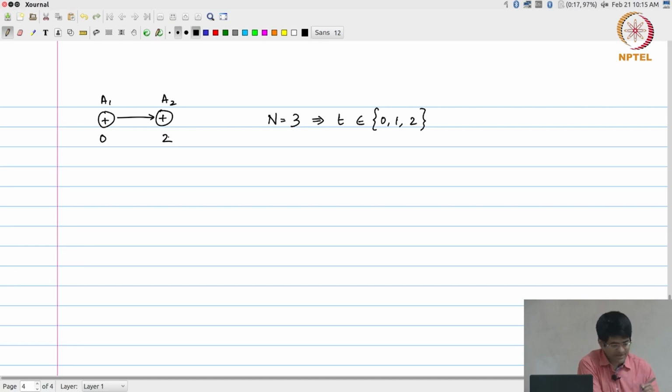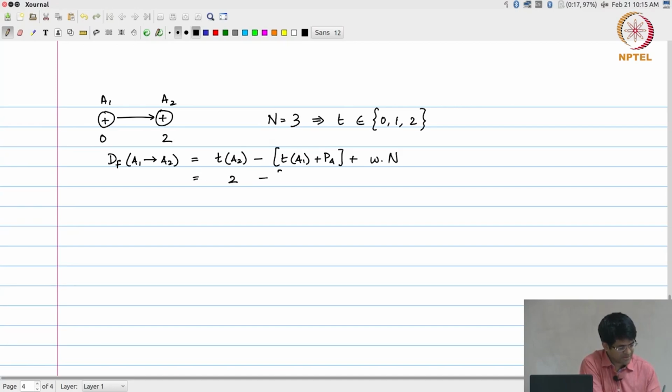So with this, what do we get? The df value now becomes the time of a2 minus the time of a1, right, plus w into n, which in this case is 2 minus 0 plus 1 plus 0, or in other words it is equal to 1.